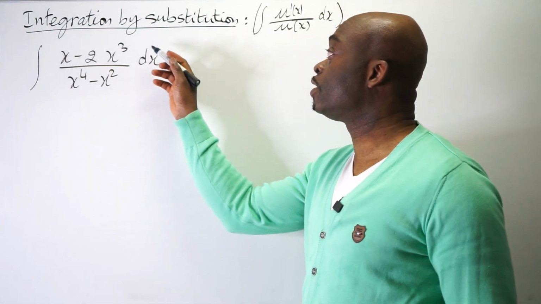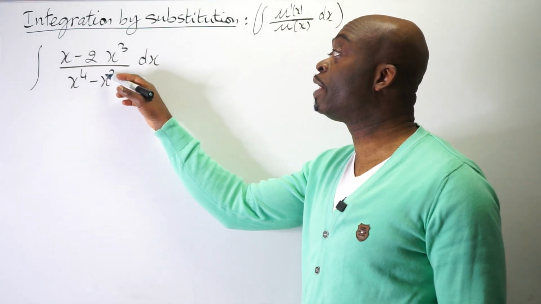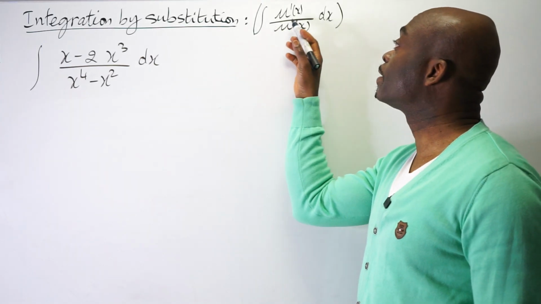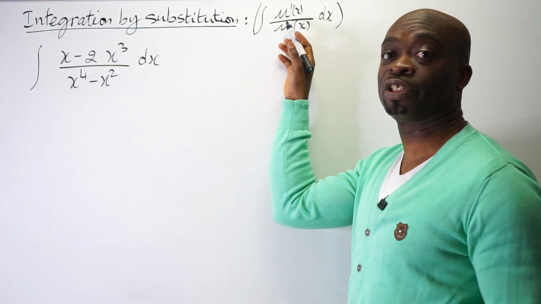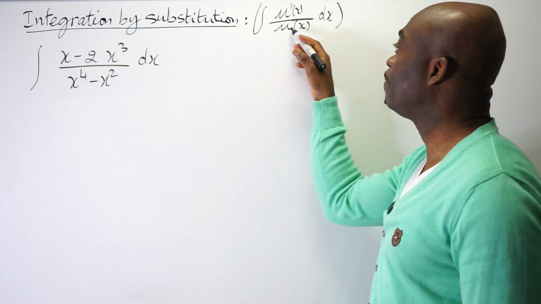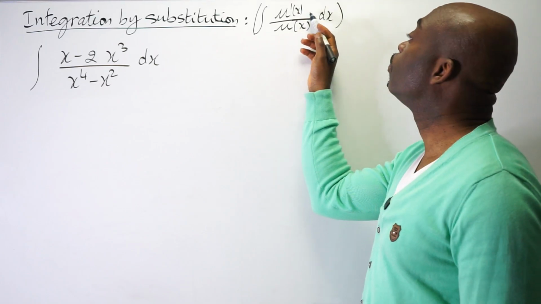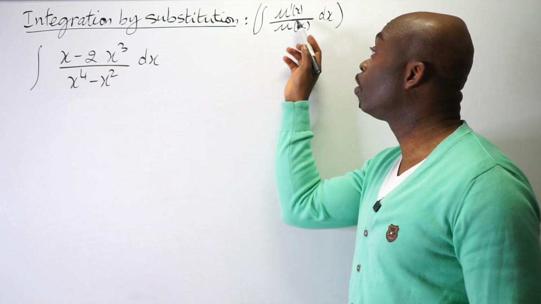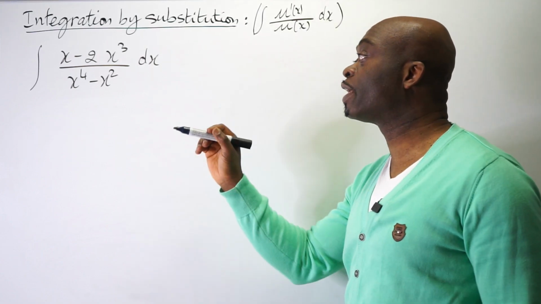We have to solve this integral problem by using integration by substitution. Knowing that we can utilize this format, the integral of u prime of x divided by u of x dx, we have the derivative of this function at the numerator of this fraction. So let's take a look at this problem.